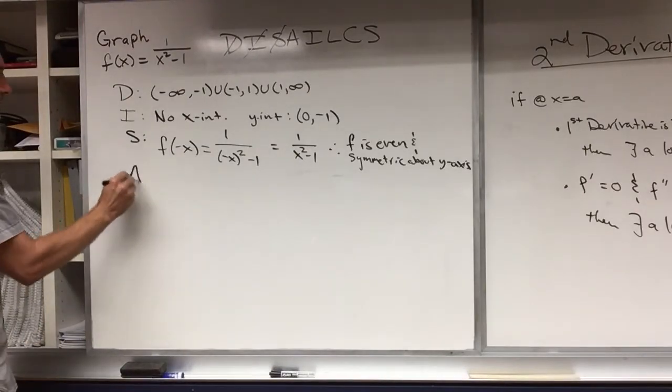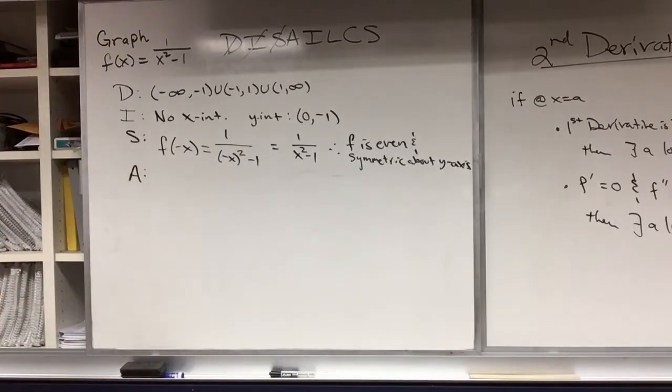Asymptotes. Okay, so there are two types of asymptotes, or possible types of asymptotes that we focus on, and those are vertical asymptotes and horizontal asymptotes. There are also oblique asymptotes or slant asymptotes. We don't really focus on those here.